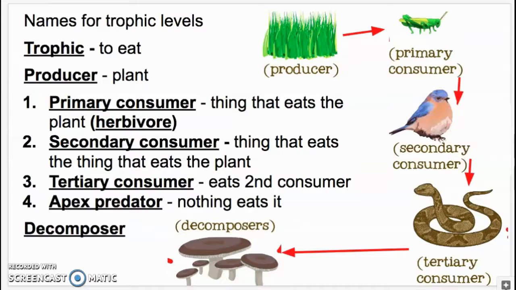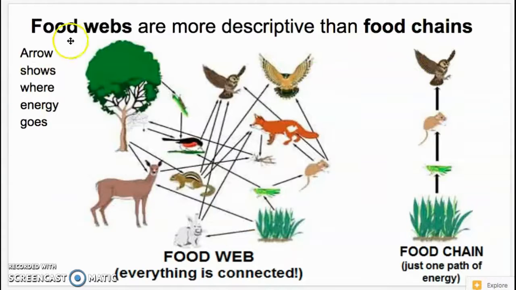Now, what I showed you above here is like a food chain, because you have a chain of single links where one goes to the next, goes to the next. In reality, you're going to see food webs, and food webs are considered more descriptive than food chains. If you notice on the right here, we have a food chain, and there's just one energy path, from the grass to the grasshopper to the mouse to the owl. That's a simple food chain.